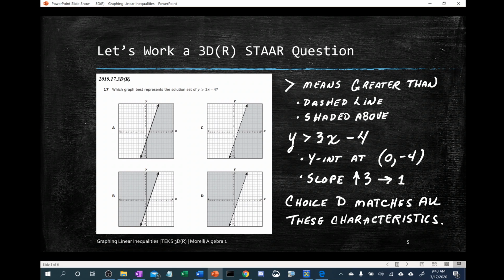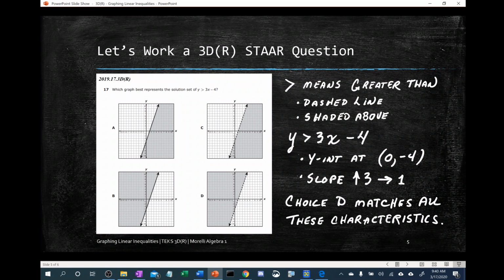Let's analyze that. The y-intercept will be located at 0, negative 4, and the slope is positive, so it's going to be an upward sloping line from left to right. And that slope indicates that starting from the y-intercept, we should be able to go up 3, over 1 to the right, and find our next point.